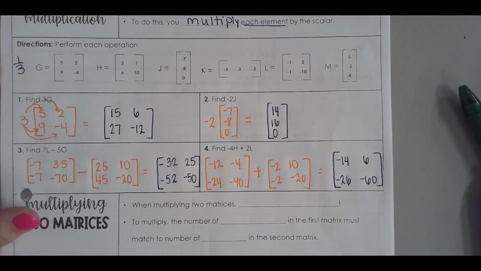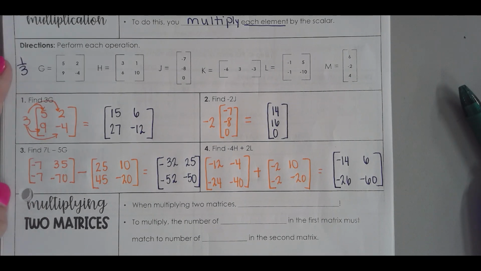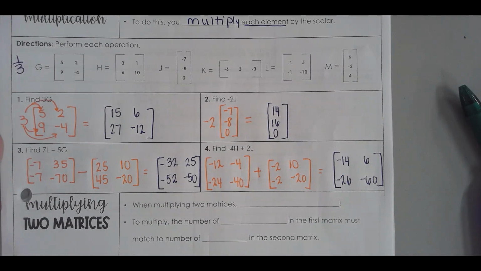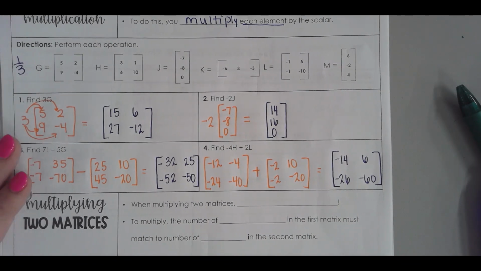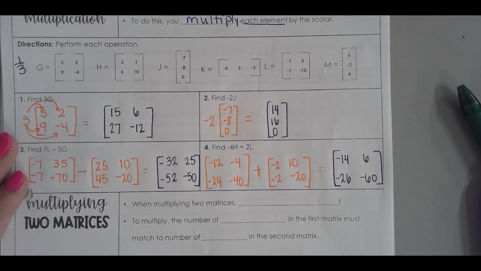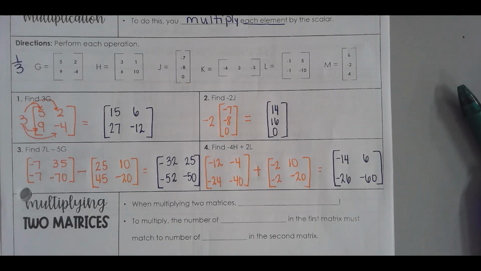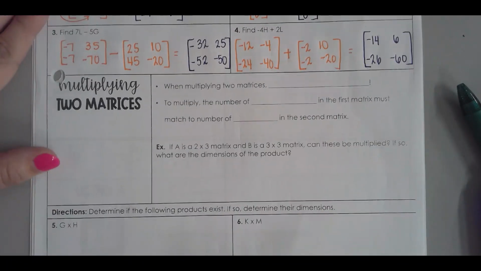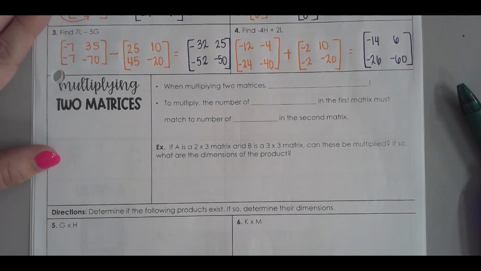Any questions? So if you can distribute, that's all this is. Then comes multiplying two matrices by each other. It's not a number times a matrix. It's a matrix times a matrix. And there are some rules to be able to do this.